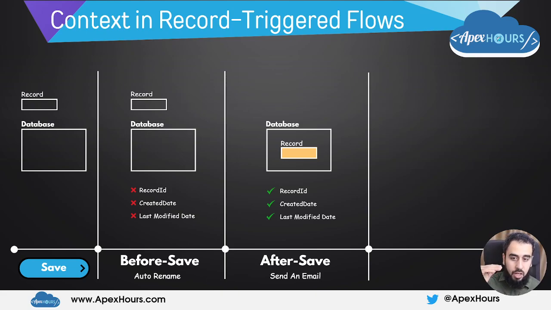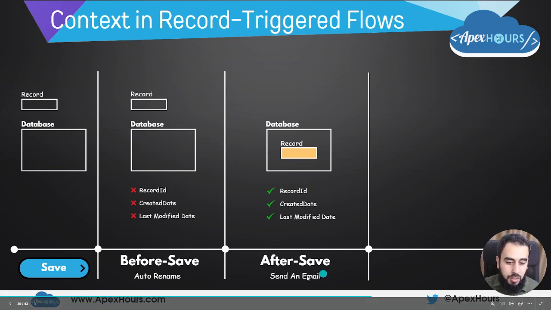Let's say that this save button is on a parent record, and then we're going to need to create a child record. To create the child, we're going to need the record ID of the parent. So in order to create a related record, it has to run on after save because you need the record ID.